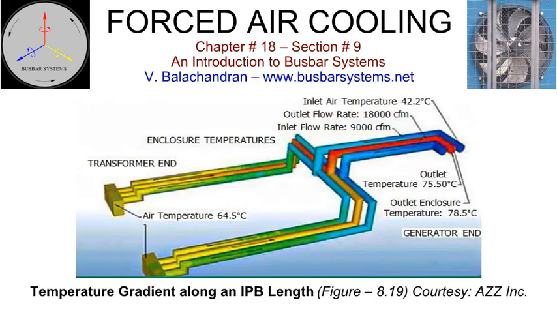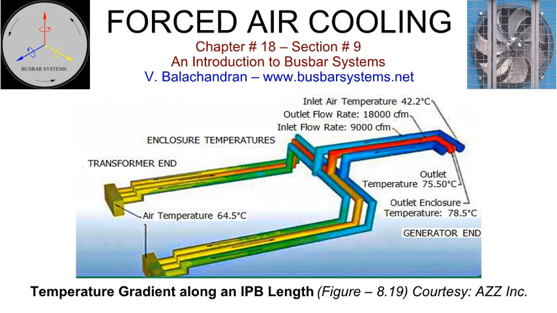Figure 8.19 illustrates the enclosure temperature along the length of the isolated phase bus with inlet feed at the extreme phases and outlet from the middle phase. The inlet and outlet are near the generator. The velocity of air in the middle phase will be approximately twice that of the air in the extreme phases. The velocity of air increases with the travel as it expands while absorbing the heat and raising its temperature.